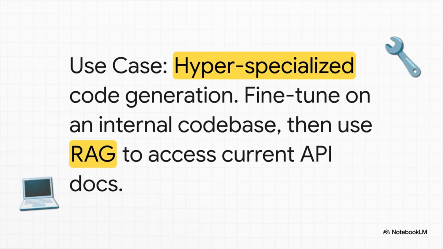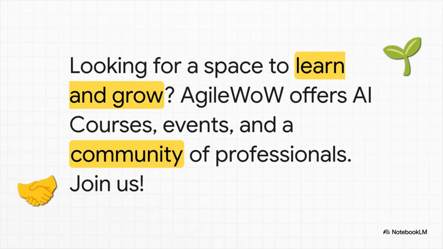And for all you software developers out there, this is a total game changer. Imagine fine-tuning a model on your company's entire private code base so it deeply understands your internal architecture and coding standards. Then you use RAG to pull in the latest API documentation while it's writing new code for you. It's hyper-specialized and hyper-current.